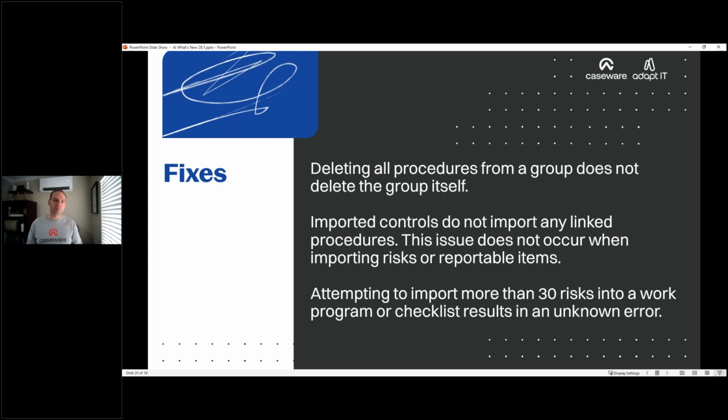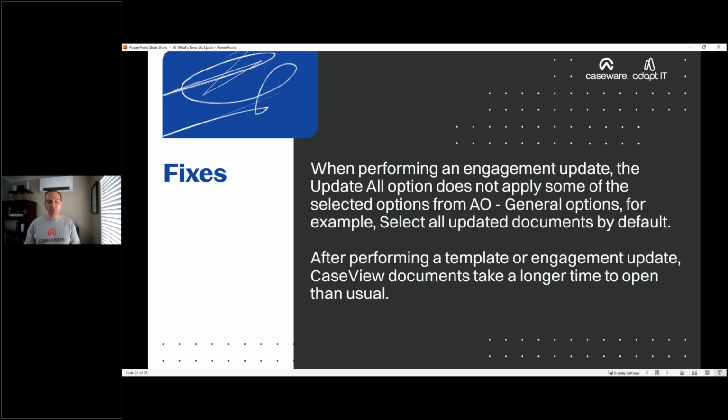And then if you tried, in the past, to import more than 30 risks into a work program or a checklist, that gave you an unknown error. You can now actually import more than 30. So we've removed that limitation. Then when you're performing an engagement update, just be careful with the update all button because it used to not always apply some of the information, especially from the AO general options. You had to reapply that, but now we have updated that and fixed it so that it actually updates all of the documents when you do select update all, for those of you who do perform updates.